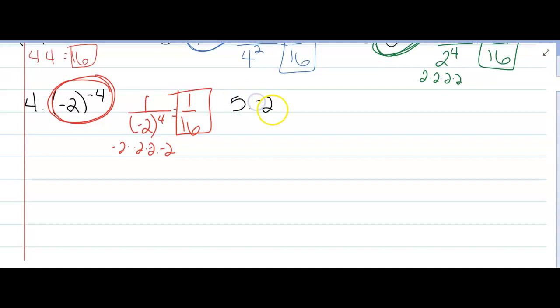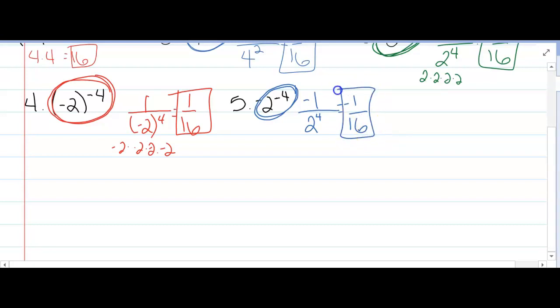Where for number 5, if I take the same problem, but I don't have the parentheses, it may look like the same problem, but what changes here is since I don't have the parentheses, this is not including that negative sign. I'm only taking 2 to the negative 4th power. So technically, when you flip your power, just the 2 should go down. The negative should stay up in the numerator with the 1. So I have a 2 to the positive 4th in the denominator. So this is going to be the same thing, except it's going to be a negative 1 over 16.